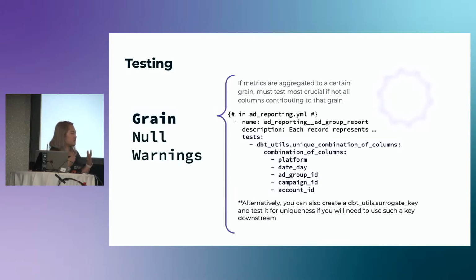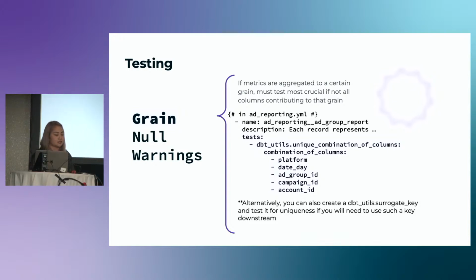Lastly, the specific testing standards that we have for our packages. In our efforts to move toward better and more robust testing, we have started to implement minimum required tests, which include both grain testing and null testing to easily spot data discrepancies in our models. For grain testing, if metrics are aggregated to a certain grain, we must test the most crucial column, if not all columns contributing to that grain, which is my preferred approach, just so that I don't have to make any assumptions on the inherent structure of the data.